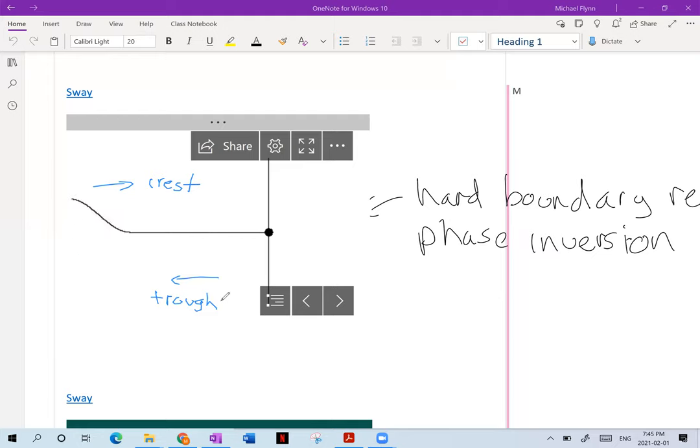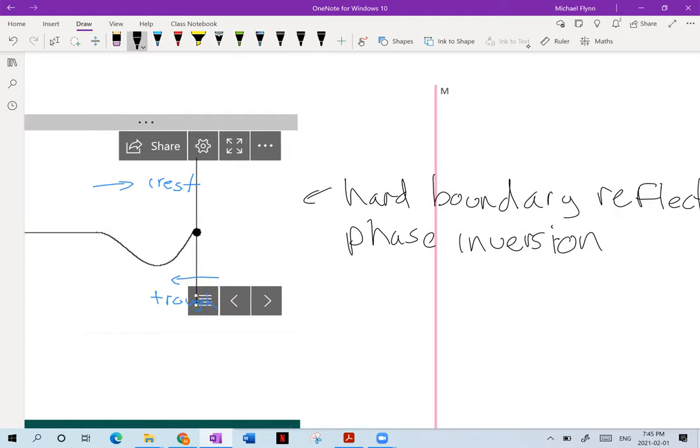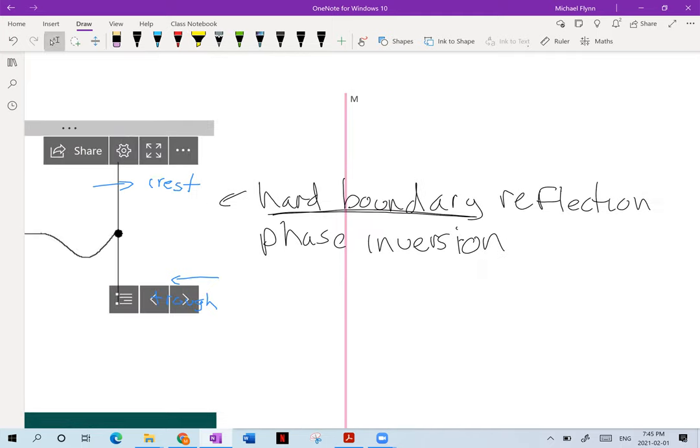Now I'm going to close that and go back to OneNote. When waves bounce off a hard boundary, like bouncing off a wall, you get what's called a phase inversion. Let me delete those annotations I made. So there's a phase inversion. That happens whenever a wave bounces off a hard boundary: a crest becomes a trough.